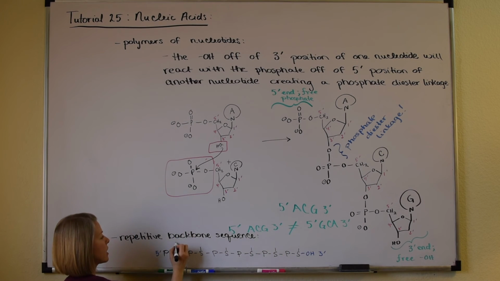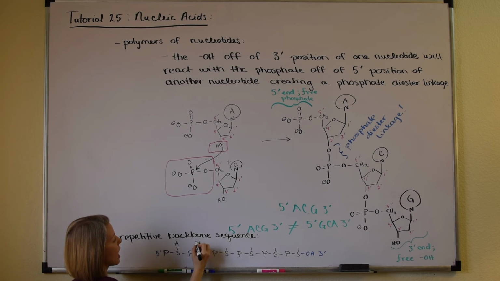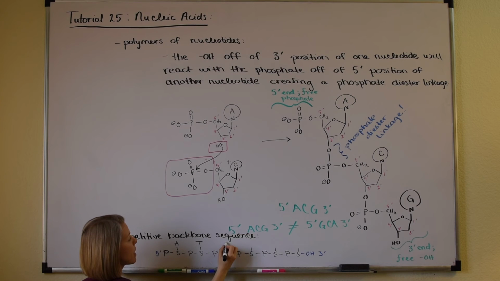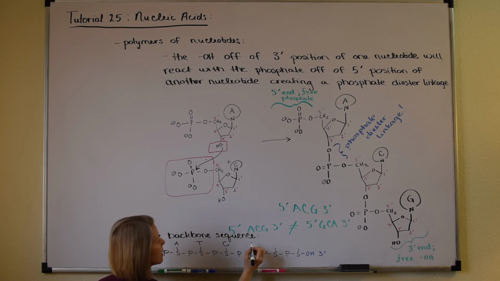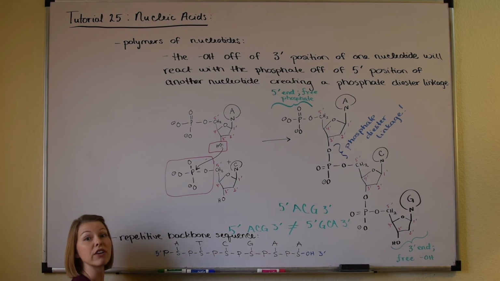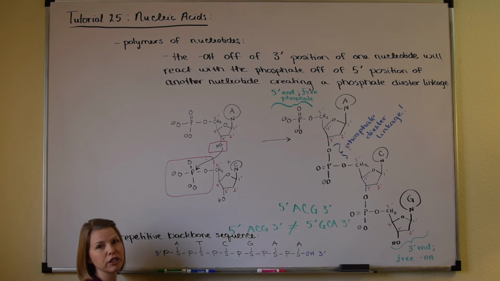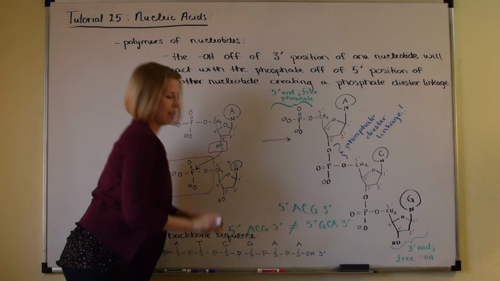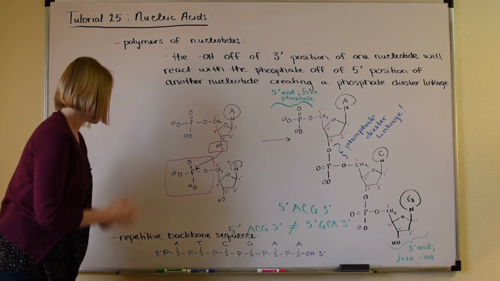And maybe here it's a base adenine. Maybe here it's a base thymine. Maybe here it's the base cytosine. Maybe here it's a guanine. Maybe another adenine and another adenine. But that's what varies, would be your individual bases. The backbone is repetitive. Phosphate, sugar, phosphate, sugar, phosphate, sugar, phosphate, sugar. Okay. All right, we are definitely out of room here.